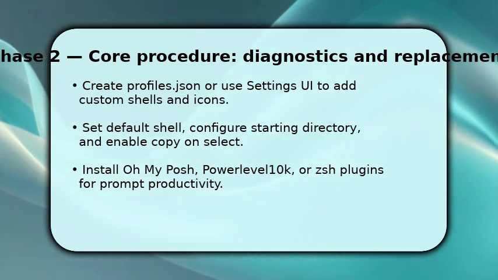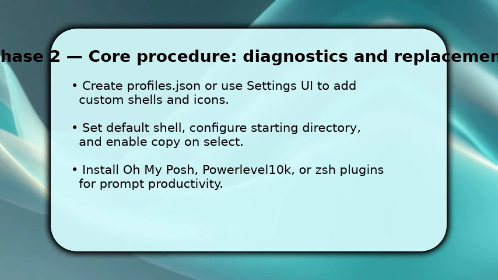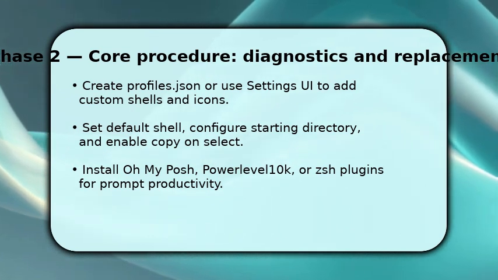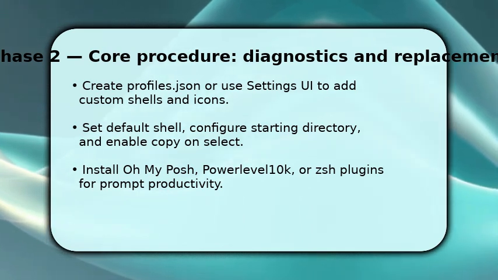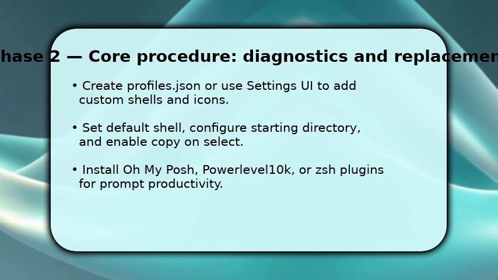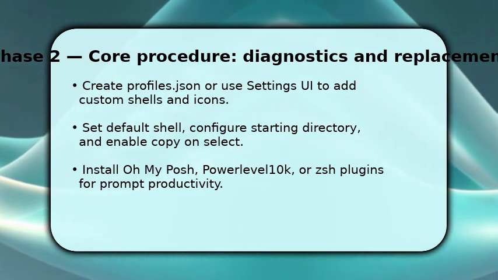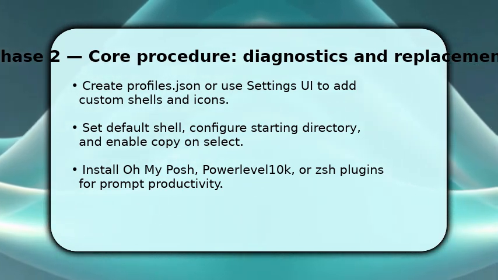Make sure copy on select and new tab behaviors are set, and install a prompt framework like Oh My Posh or ZSH for visual context. Git branch, exit codes, and virtual environments appear at a glance. These choices reduce friction when switching projects and running build scripts.